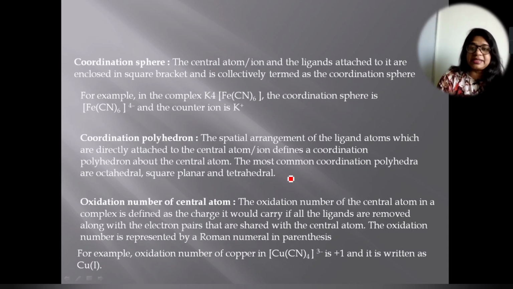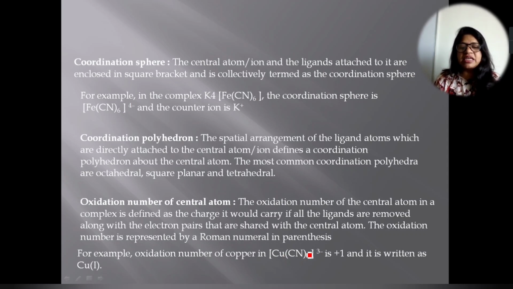If the coordination number is 6, then you get octahedral. If the coordination number is 4, you get tetrahedral or square planar. Okay. Now, so you know what coordination polyhedra is. Now, the oxidation number of the central metal ion. Oxidation number is the charge carried by the central metal ion.